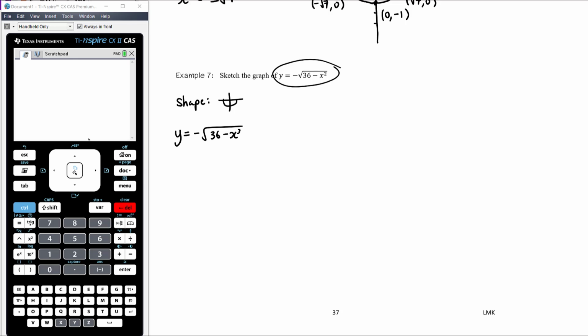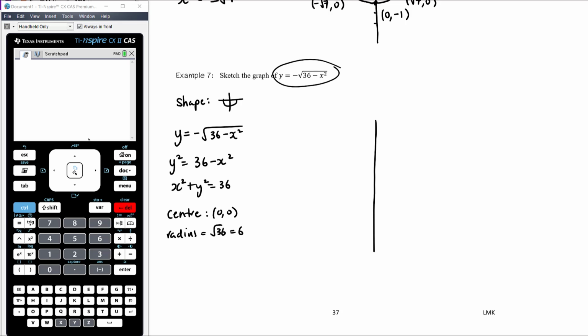So I would now focus on squaring both sides, so y squared is going to equal 36 minus x squared, and then adding x squared. Okay, so from here we can see that we have a centre at 0, 0, and a radius of 6. So it's this shape, but with a centre at 0, 0 and a radius of 6.